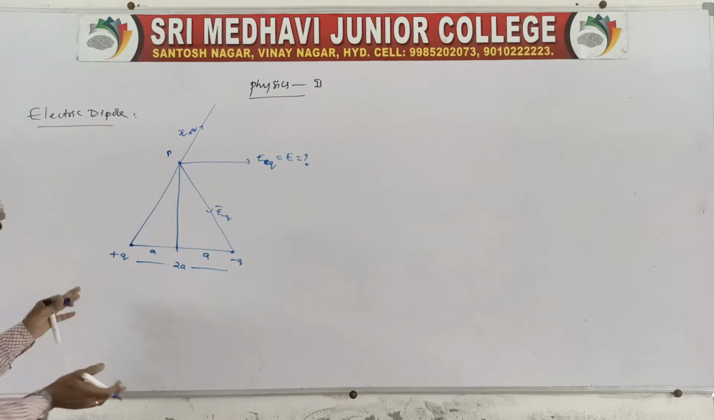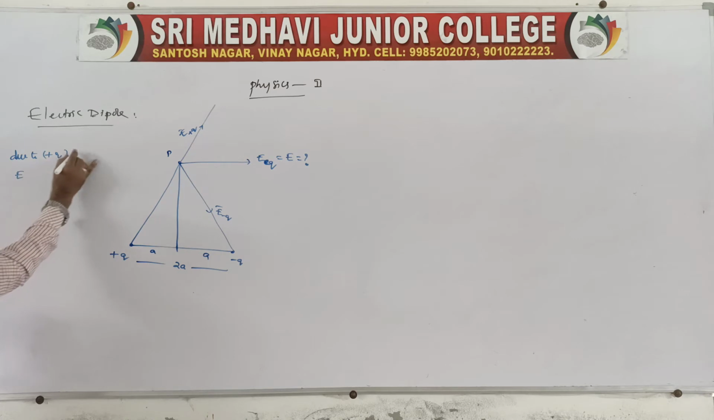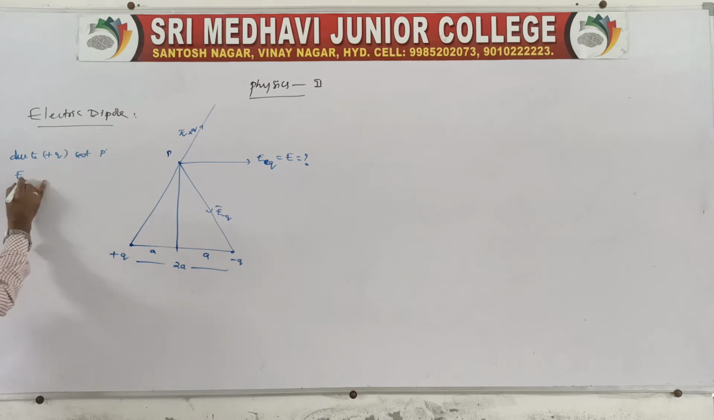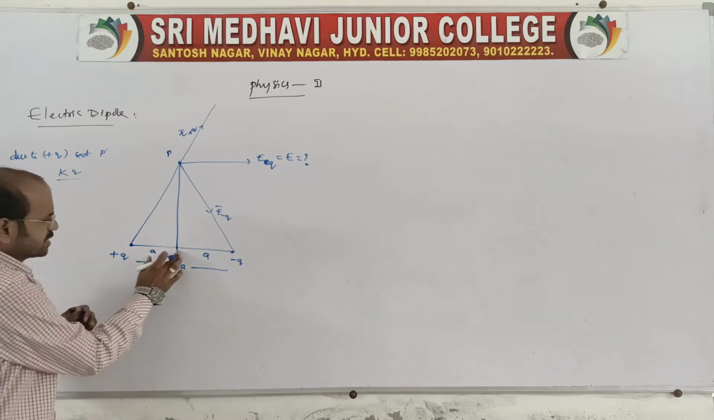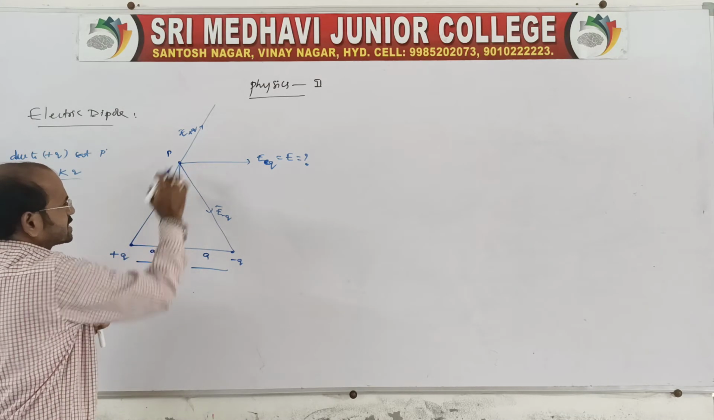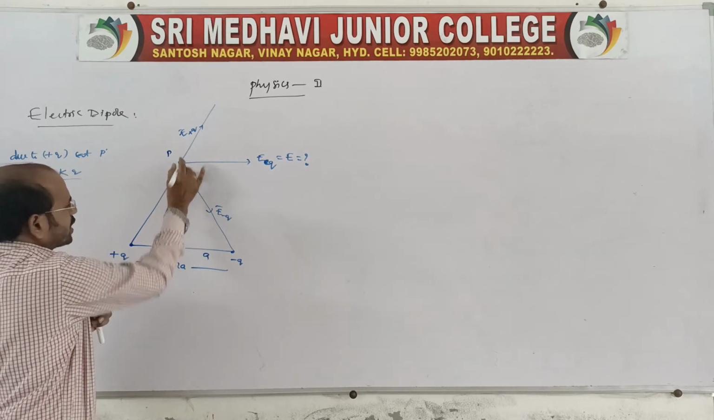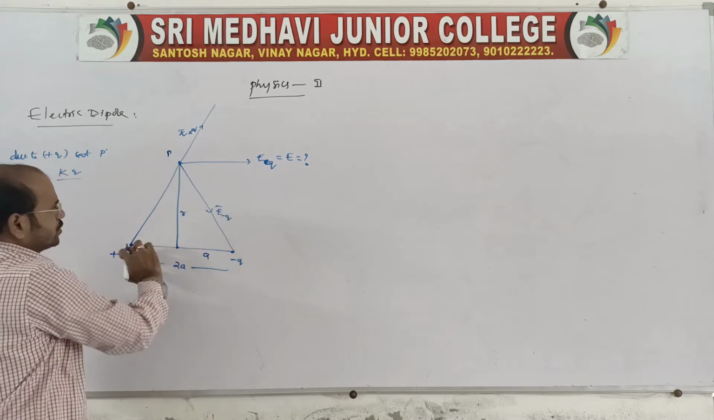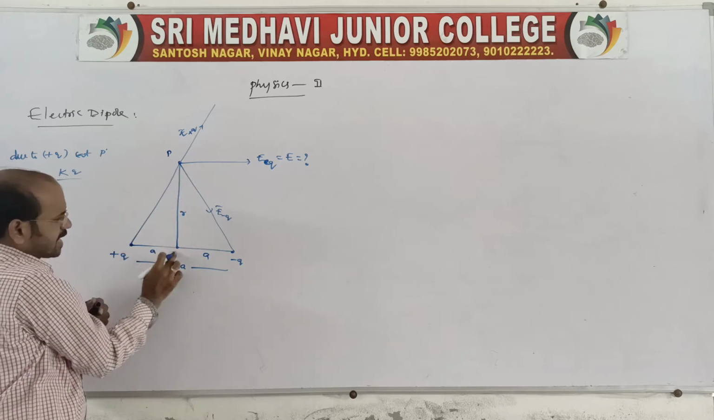Before that, I will write here, very simple: due to the positive charge, the electric field intensity at a point P, E plus q, is equal to kq by the distance. We have to get the distance because we don't know it. Suppose this distance from the center to the point is r. So use the Pythagoras rule because it is a right angle triangle.